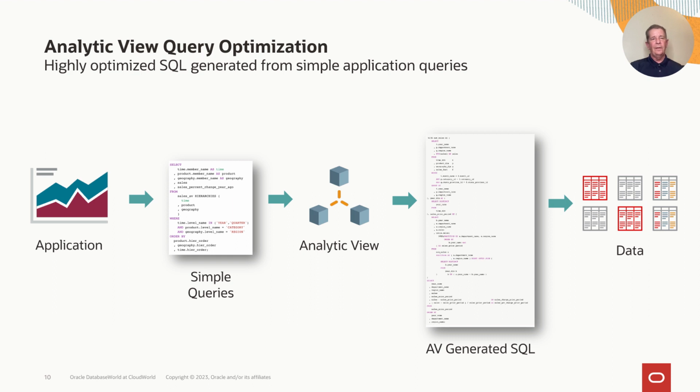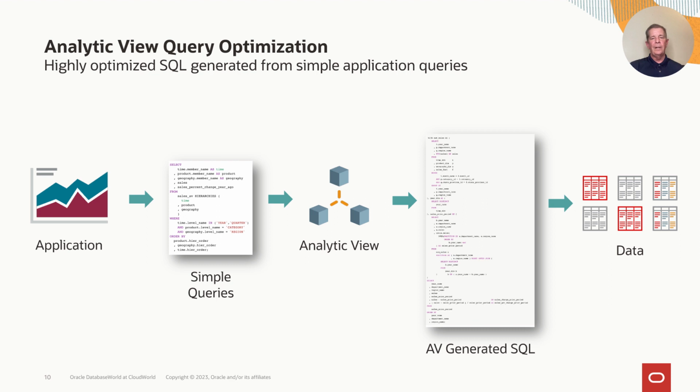All right, so let's talk about query optimization for a minute. The idea here, again, is you as the application developer are going to write some pretty simple queries. We just saw a few examples of that. And you're going to query the analytic view. There's actually two objects involved here: an analytic view and a hierarchy. They work together, but most of the time you're just going to query the analytic view. And the analytic view is going to generate all of the SQL necessary for execution.